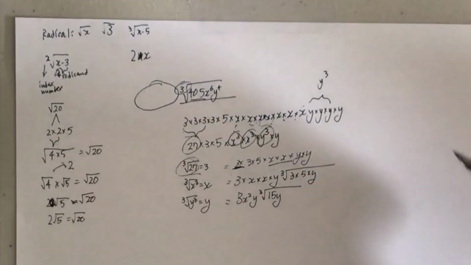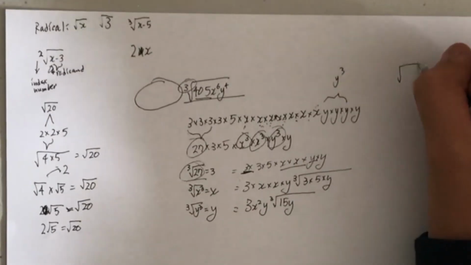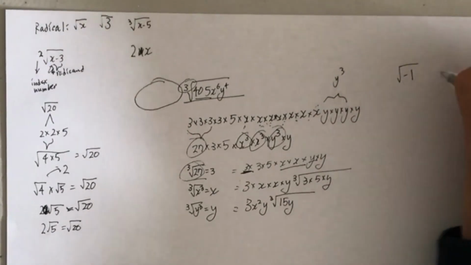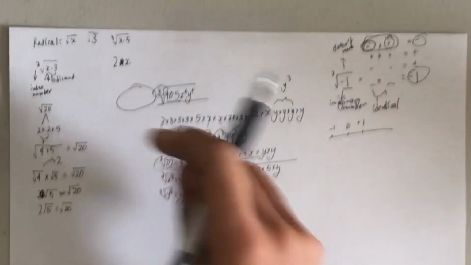Now, this is all of the video, but just going on, what if we take the square root of -1? That is not the point of this video, so that is why we are going to stick to simplifying radicals.